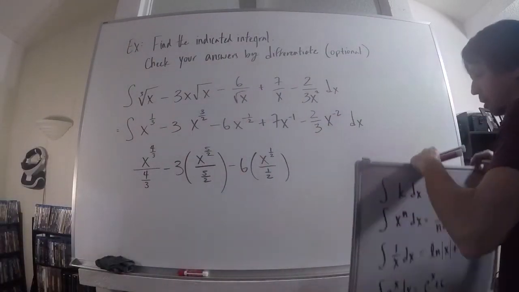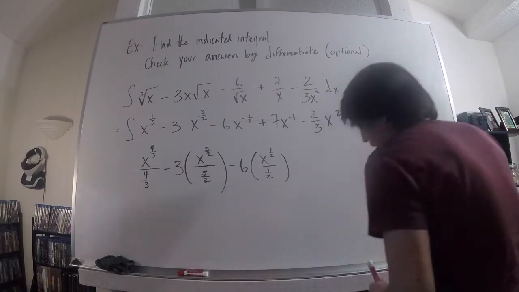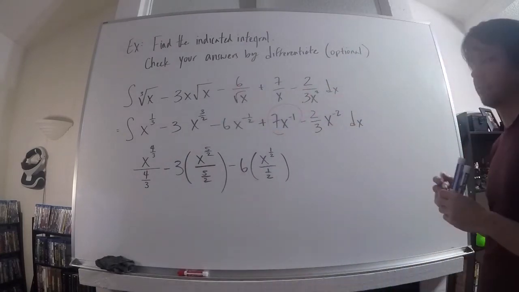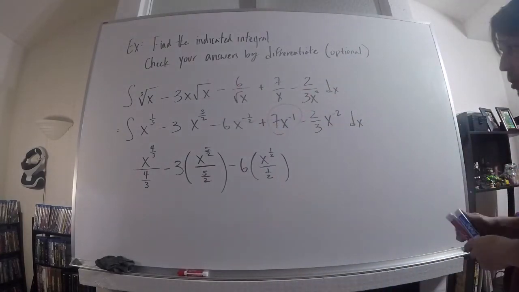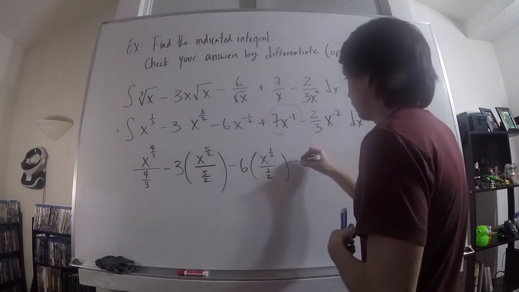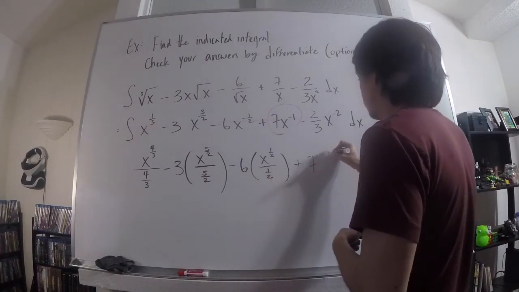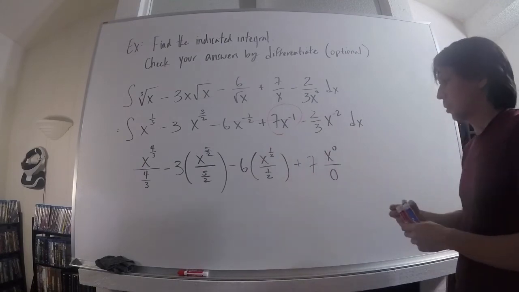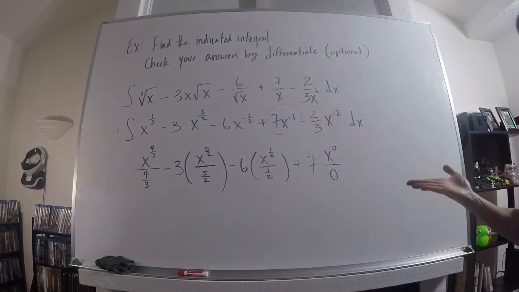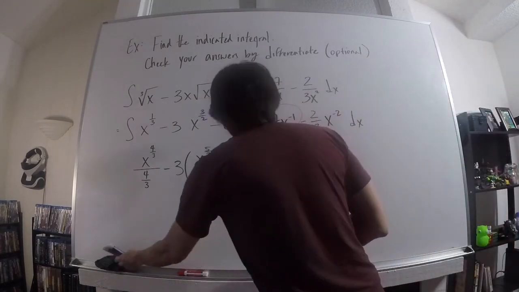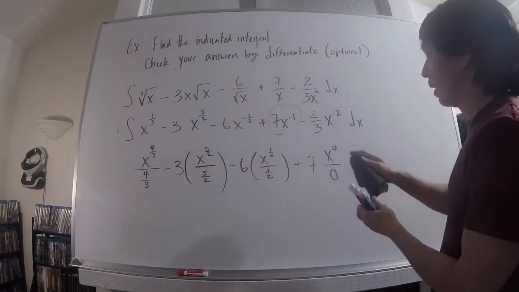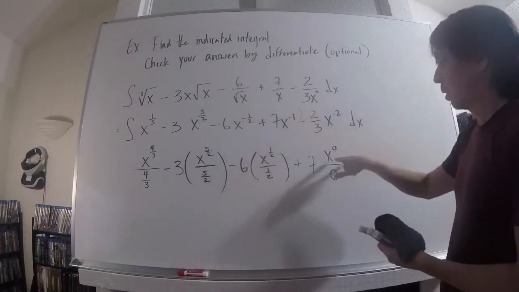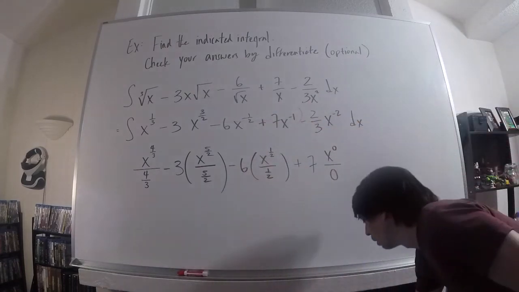Okay, let's talk about this 7x to the negative 1, because even though it's in the middle and looks like all the rest, it is actually very different. If I try to do the power rule, I would do negative 1 plus 1, which is 0, divided by 0, and that's not a thing. That's an undefined expression. Why is this one an issue? It's because that technically is not a power rule situation, because that negative 1 doesn't work in this formula.